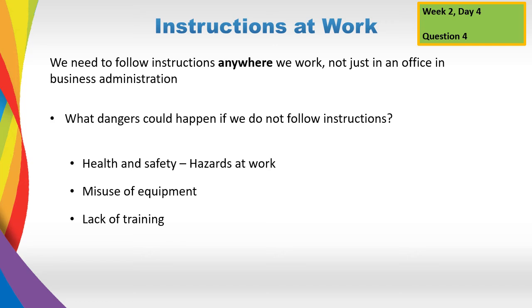Misuse of equipment could be swinging on a chair. It could be using a table to try and reach the ceiling to fix a light or something like that. A table is not made for that use in the workplace.